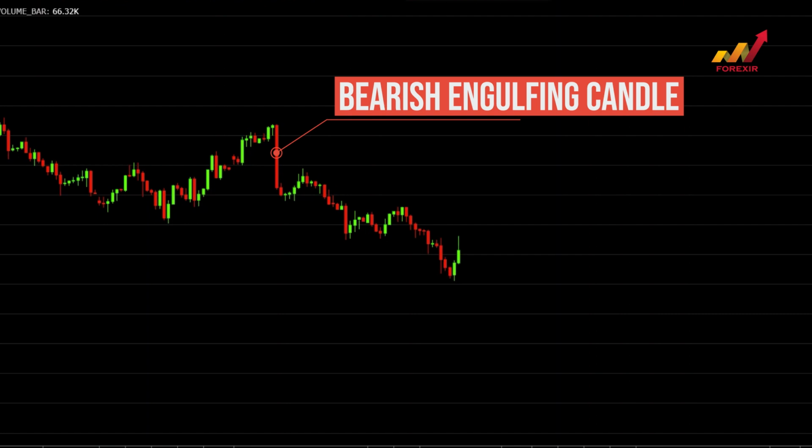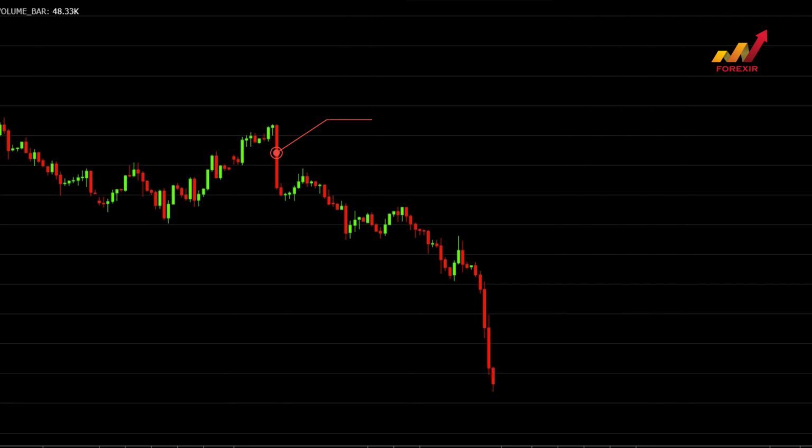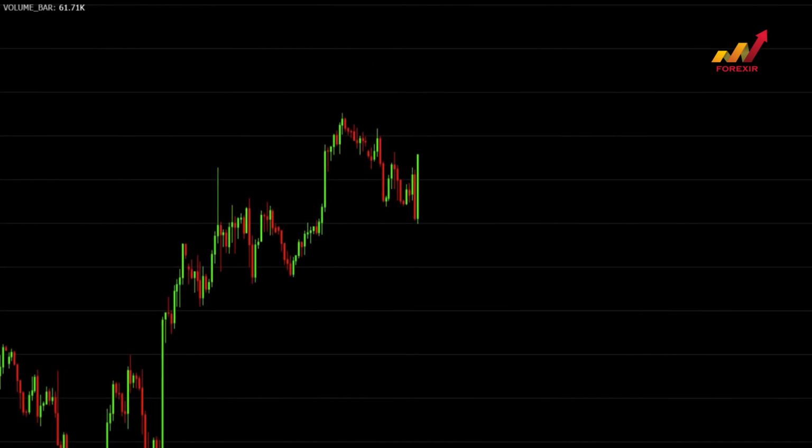In order for a bearish engulfing candle to form, a bullish candle must have formed immediately prior. You can't have a bearish candlestick engulfing another bearish candle. It has to be a bullish candle in order for it to be a bearish engulf.